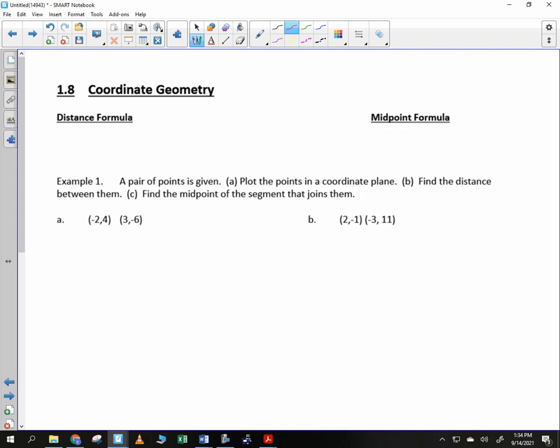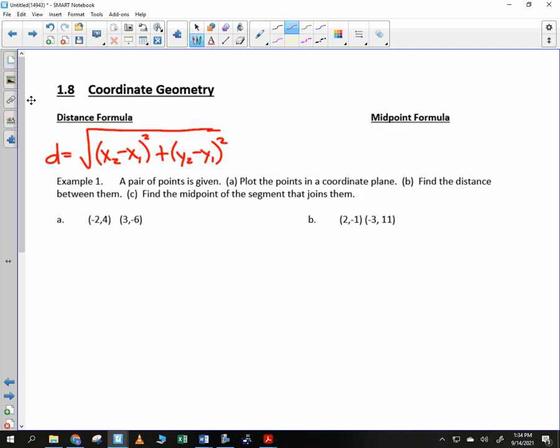So we're going to start with the distance formula, and the distance formula is the root of x sub 2 minus x sub 1 quantity squared plus y sub 2 minus y sub 1, that quantity squared. You've seen this before. This should be reviewed. Doesn't mean that you remember how to do it. Doesn't mean you won't make mistakes, but it at least should be familiar.